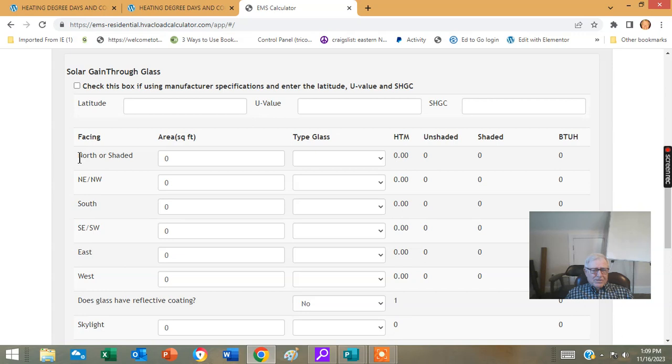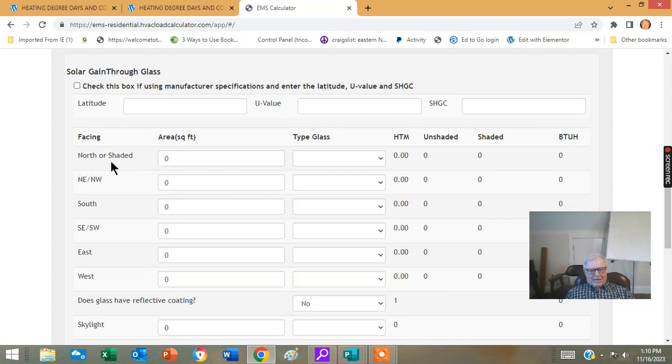All right. First question it's asking you right here is. Let me back up a minute. If this was a new house and you had new windows in it, you would more than likely have the specification of your window, and it'll give you the U value and the SHGC, which stands for solar heat gain coefficient. But we don't have that here, because this is a house built back in the 1950s. They didn't have any of that information back then. So we're not going to check that because we don't have the information.